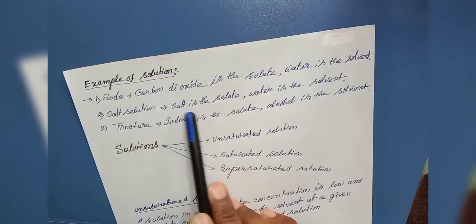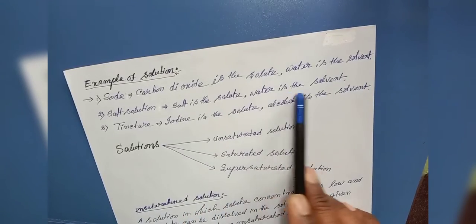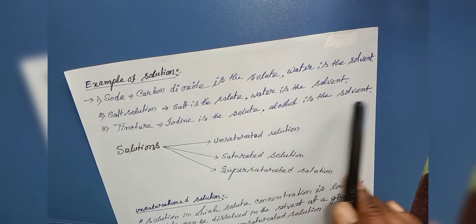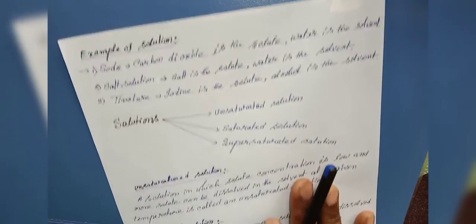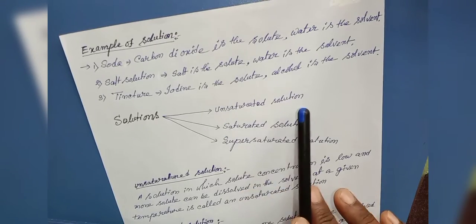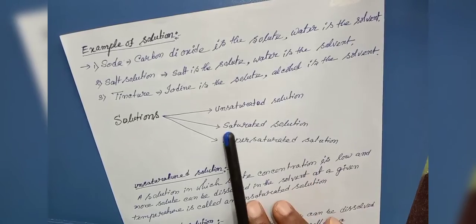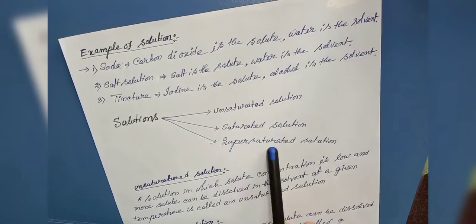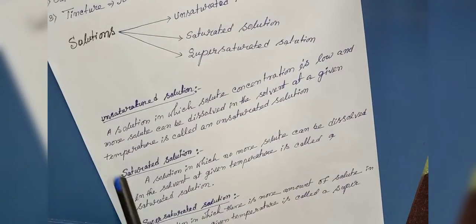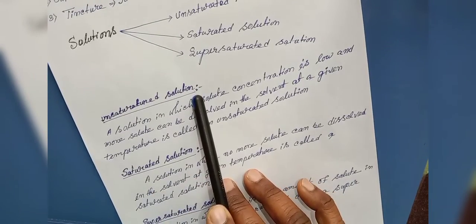Salt solution: salt is the solute, water is the solvent. Tincture: iodine is the solute, alcohol is the solvent. There are three types of solution: unsaturated solution, saturated solution, supersaturated solution. At first, we discuss the unsaturated solution.